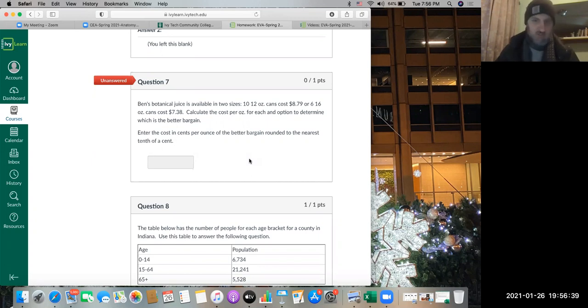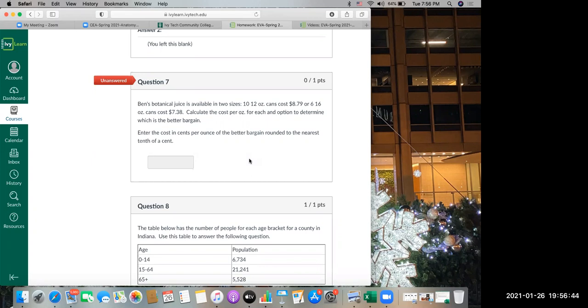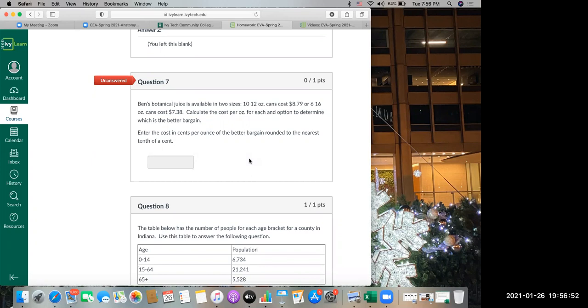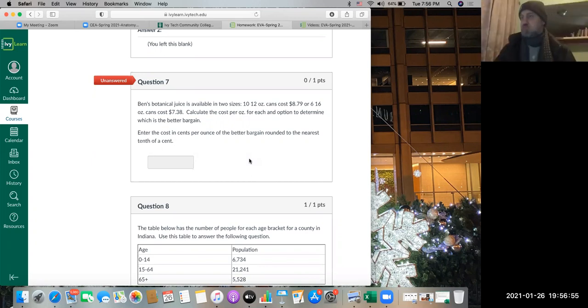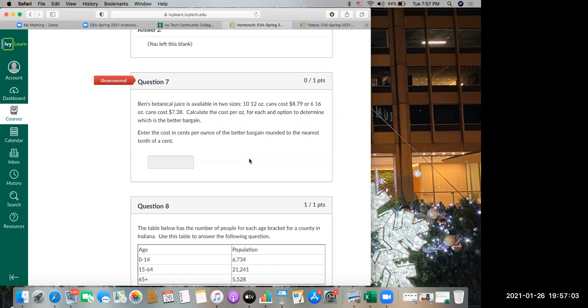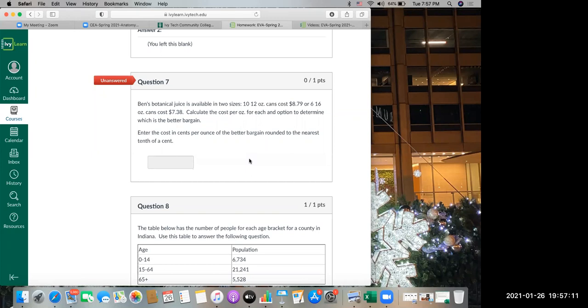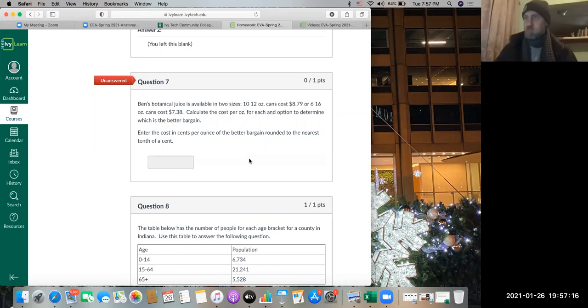So let's do the first one. The cost is $8.79. How many ounces is it? 12. No, 10 12-ounce cans. Oh, so then I would have to multiply that. Correct. And 120, good, and then divide that. Yep. 879 divided by 120. 0.07325. And I do the same thing with the other one. Correct.